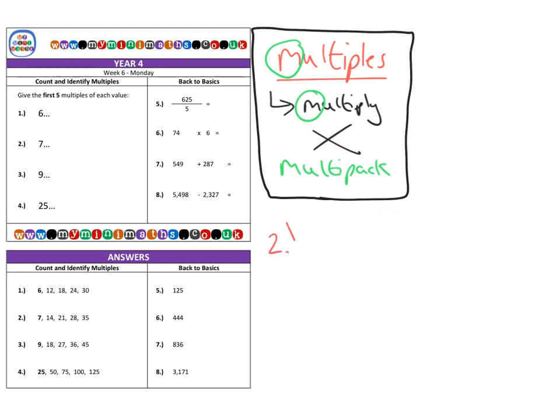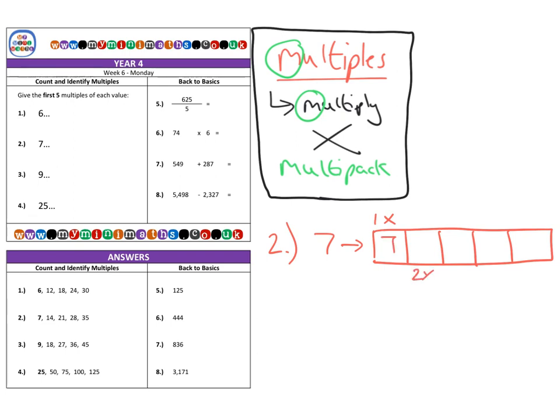And next we're on to question 2, and this time we're going to be looking for the first 5 multiples of 7. So again, let's draw our box, and we're going to start off with 1 lot of 7 is 7, 2 lots of 7 is 14, 3 lots of 7 is 21, 4 lots of 7 is 28, and 5 lots of 7, 35.